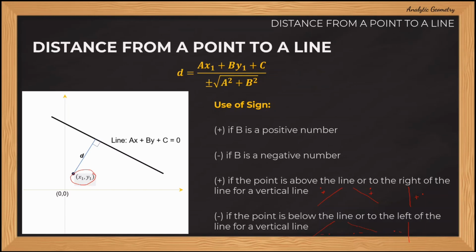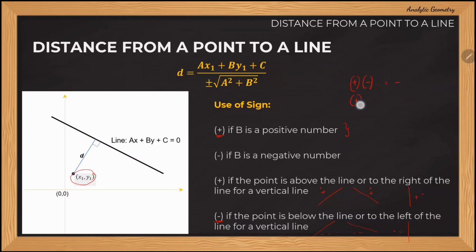So para mas maintindihan natin, okay, so ang tanong, what if for example, yung ating b is positive, pero yung point is below the line or to the left? Ganito yung nangyari. Yung ating b is positive, nandito siya, positive dapat, pero the point is below the line or to the left of the line for the vertical line. So kapag positive yung b, pero negative yung ating point, kasi nasa below the line siya or to the left of the line, then it will be negative. No? Kasi positive times negative is negative.